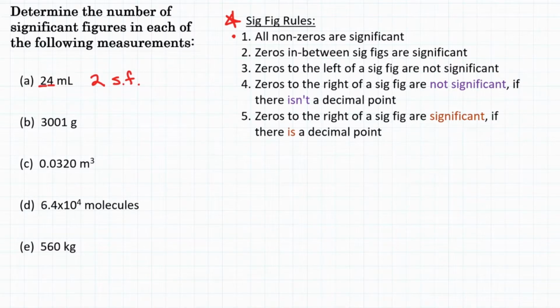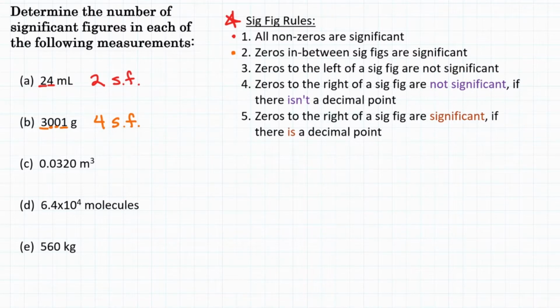All right, question B, 3,001 grams. Well, we know the 3 and the 1 are both going to be significant because, again, rule 1 says all non-zeros are significant. So what about the zeros in between? Well, looking at rule number 2, zeros in between sig figs are significant. So because both of these zeros are in between the 3 and the 1, which we know are significant, they must also be significant. So we're going to have 4 sig figs for the answer to question B.